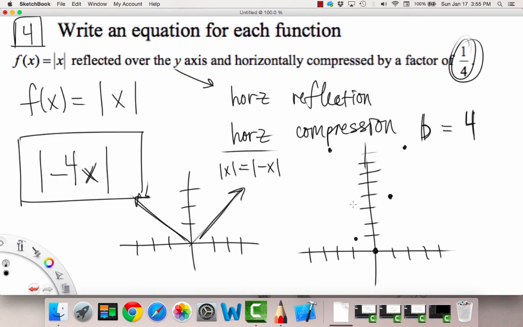I don't know why I put that point there. There we go, up here. Okay? So it'll look like a V like this, which actually looks like a more normal V. Anyways, so this is it. So this is equal to the absolute value of negative 4x, which is equal to the absolute value of positive 4x. Like I said, the negative sign doesn't make a difference because it's inside the absolute value. Okay?